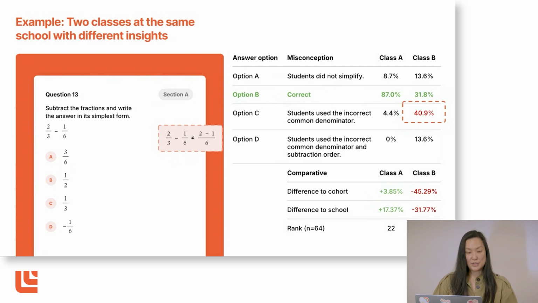So also, if you look at option C, which is what these kids answered, they could have just subtracted across, 2 minus 1, 3 minus 6, but then ignored the negative. It should actually be negative 1/3. So this 40% would act as a signal to the teacher to investigate more on where the misconception is with subtracting fractions with different denominators.